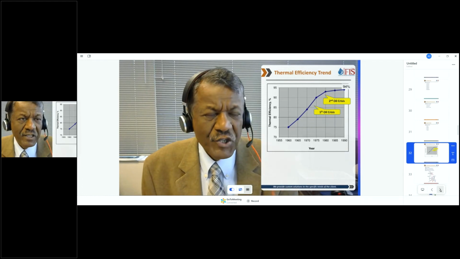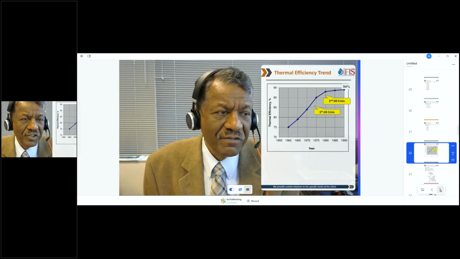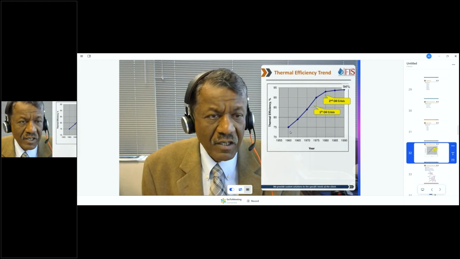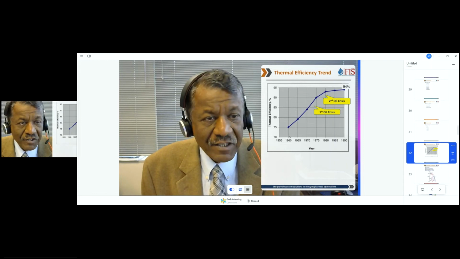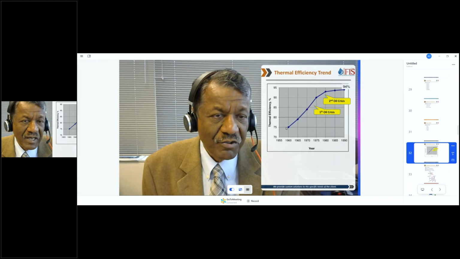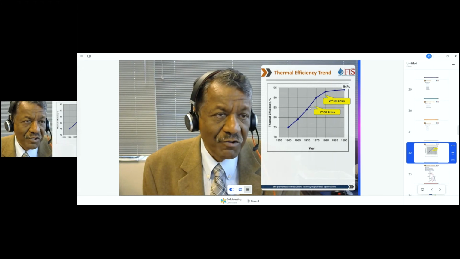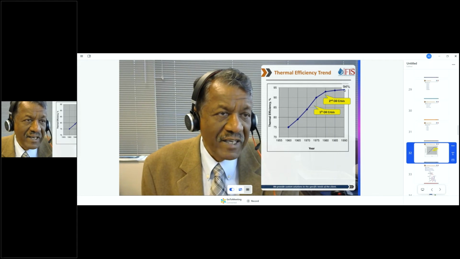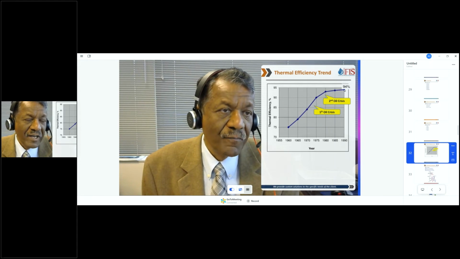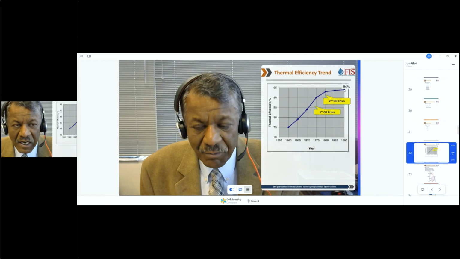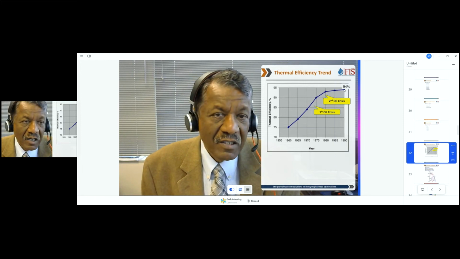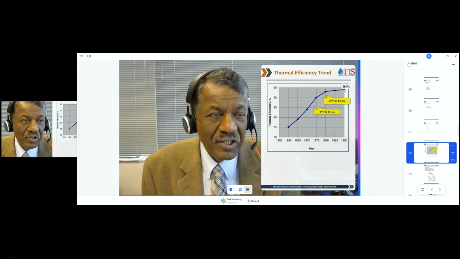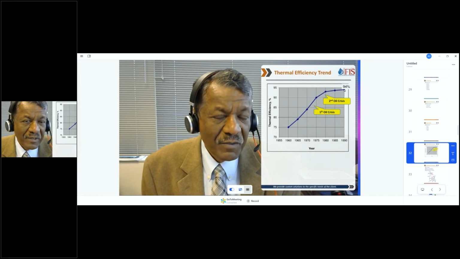So this is a chart showing the thermal efficiency trends. We started in the 1960s, when 75% used to be the highest thermal efficiency. And as you can see, in 50 years, we have gone to almost 94. So any new heater which is being put in now, especially anything more than 50 million BTUs or 10 million kilocalories, will have an air preheater.